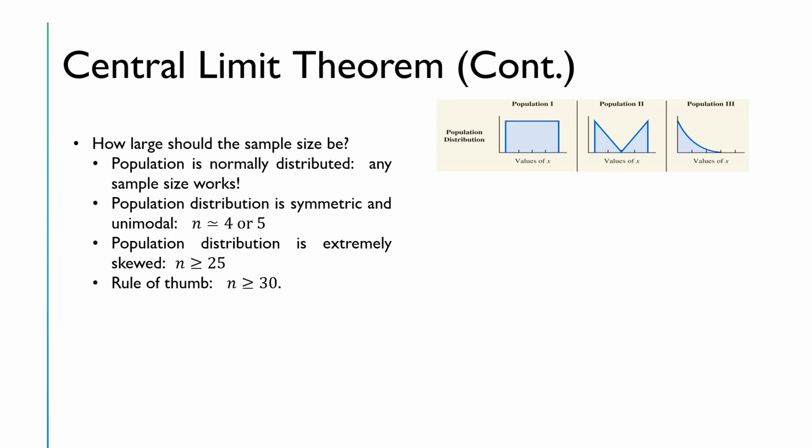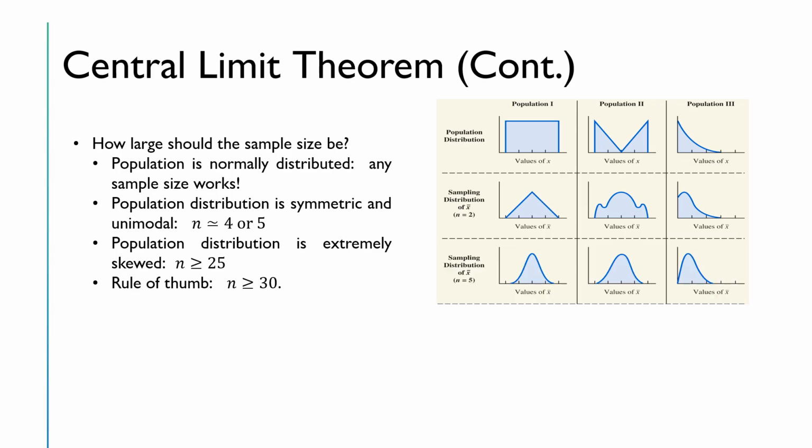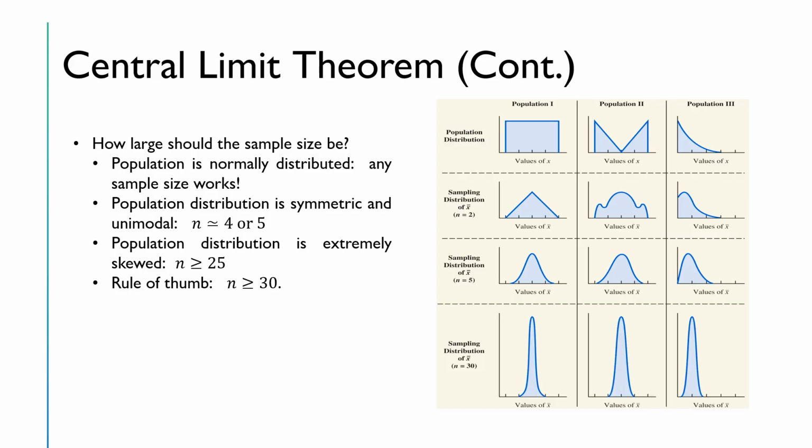The rule of thumb for many practical applications is to use a sample size of at least 30, as this ensures that the sampling distribution of the mean is approximately normal for most population distributions, even if the population itself is skewed or non-normal. But there are cases where even smaller sample sizes might work. If the population is normally distributed, any sample size will work well because the sampling distribution of the sample mean will already be approximately normal, even for small sample sizes. If the population distribution is symmetric and unimodal, has a single peak and is not too skewed, a sample size of around 4 or 5 is often sufficient to approximate a normal distribution for the sample mean.